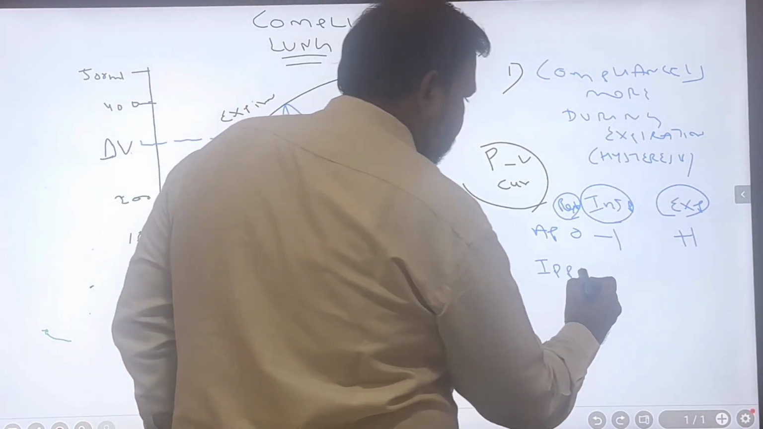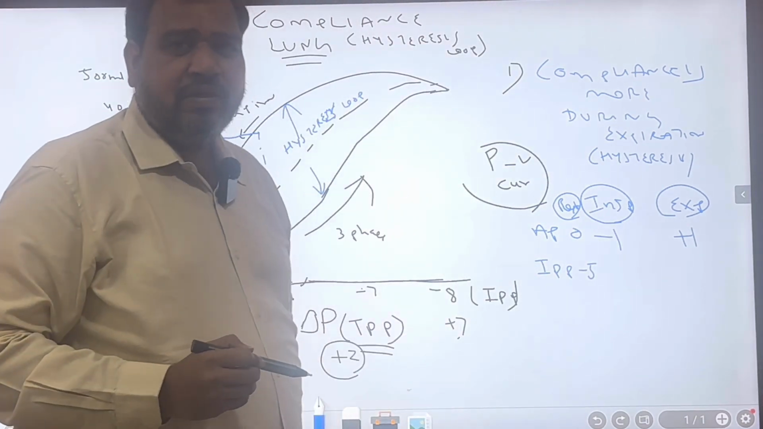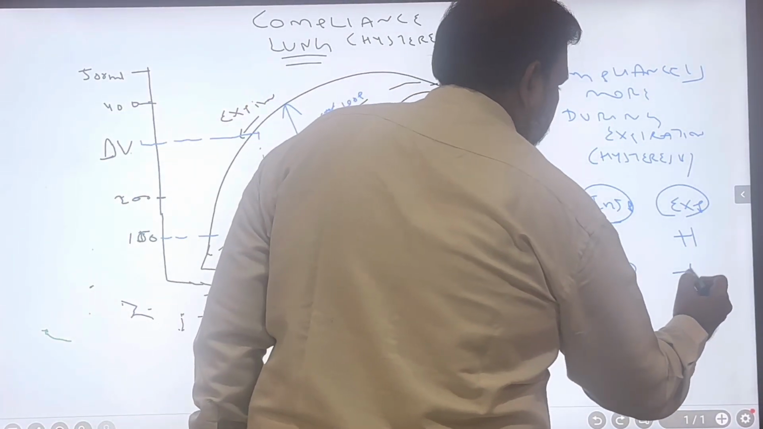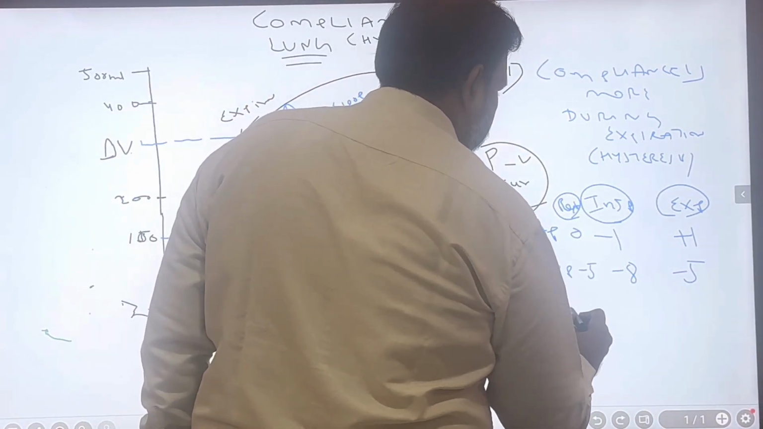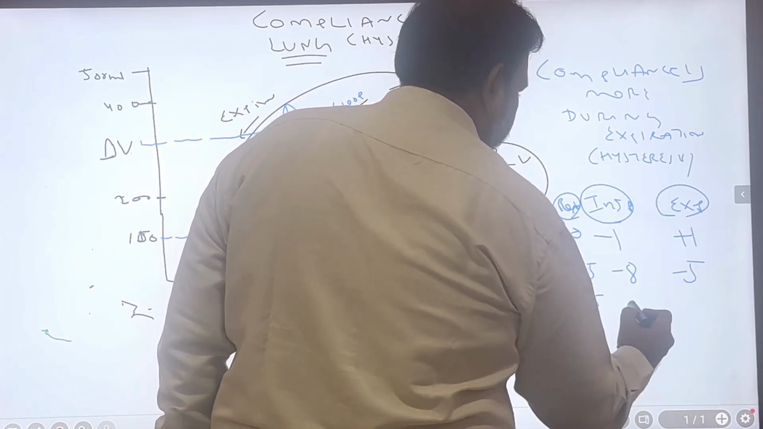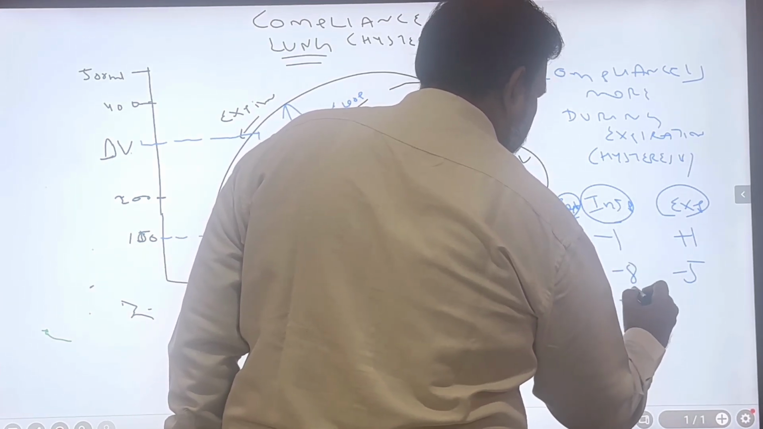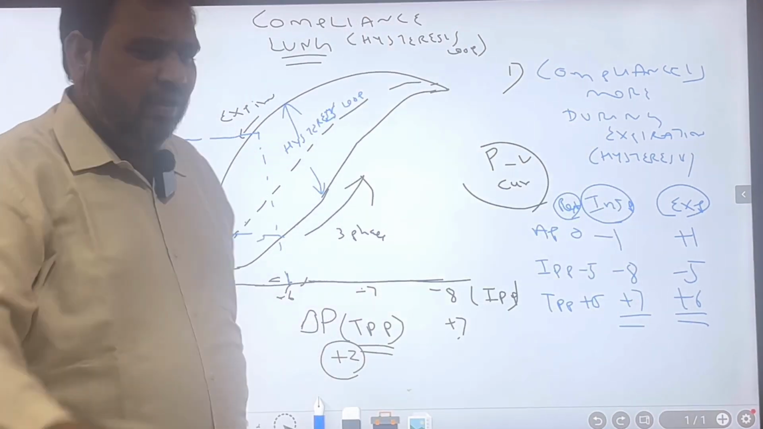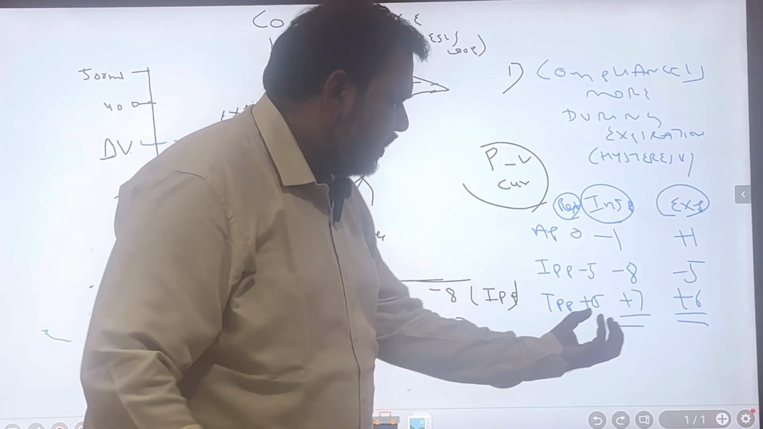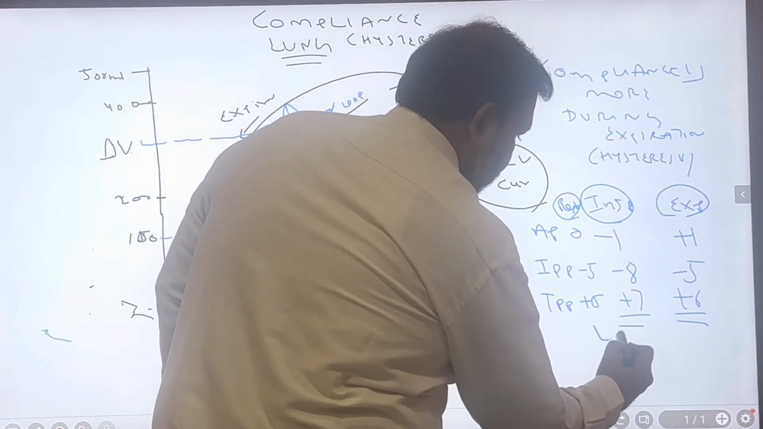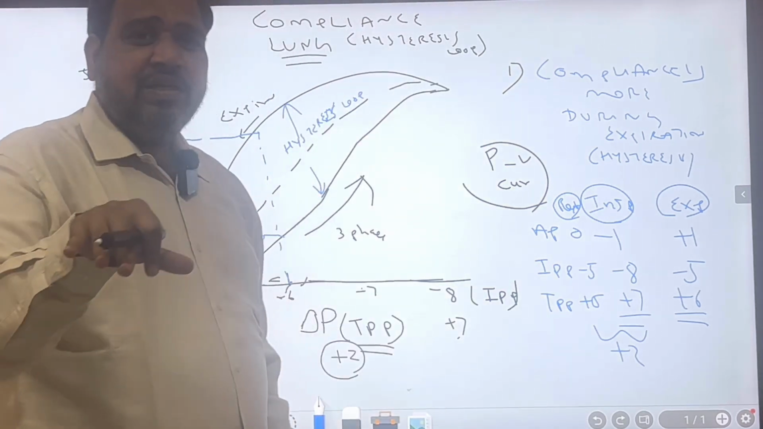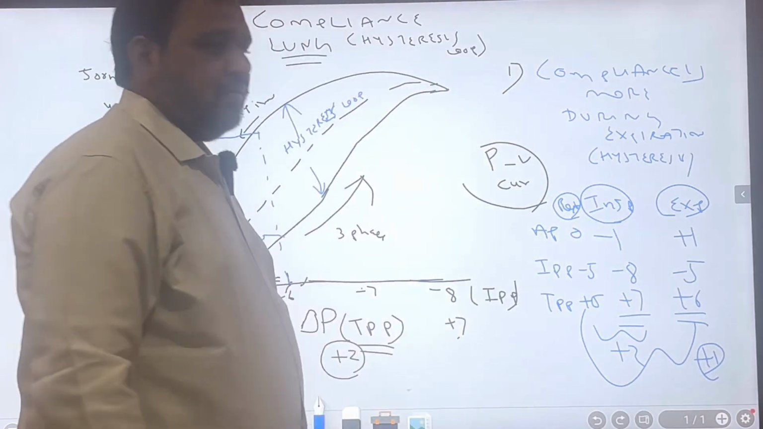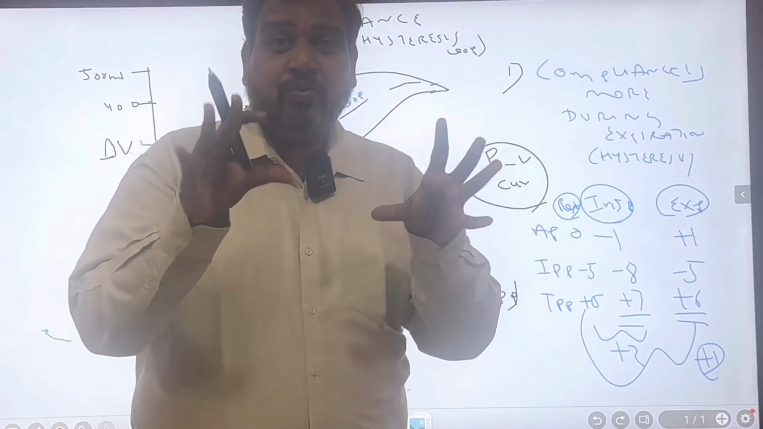Intrapleural pressure at rest is -5. We all know intrapleural pressure is always negative. At the start of inspiration it is -8. For expiration it is -5. So transpulmonary pressure is +5 at rest. For inspiration it is -1 minus -8, which is +7. Even if we calculate, we can clearly see for inspiration the change in pressure is +5 to +7, so +2. For expiration the change is +1. Though I am deviating from the compliance curve, it is worth knowing the values also.